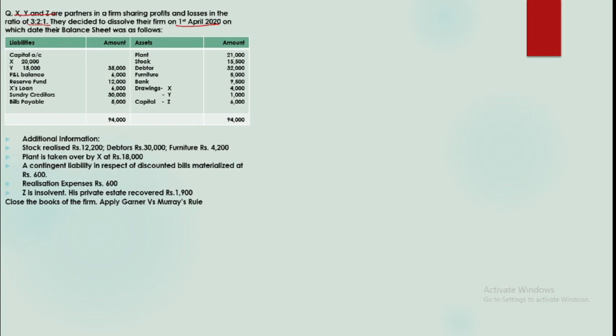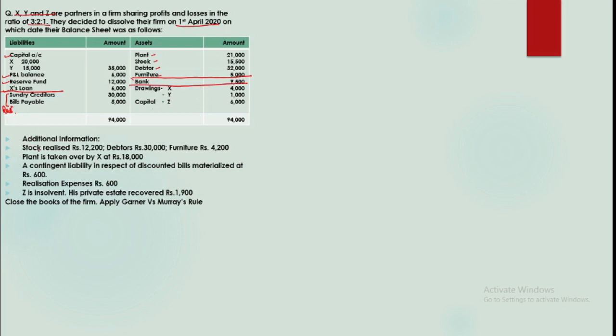So when we look at the liability side, capitals, P&L balance, reserve and X, these all amounts belong to partners, so this will go in partners' accounts, and creditors and bills payable will go in the realization account. Here you have plant, stock, debtors, furniture, so these will be sold out, so these will be recorded through realization. Bank is prepared separately, and then drawings and capital again will go in partners' accounts.